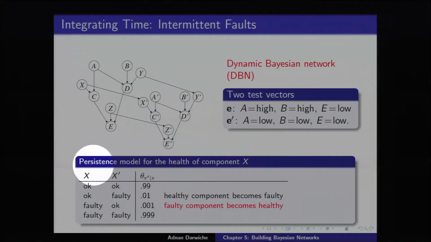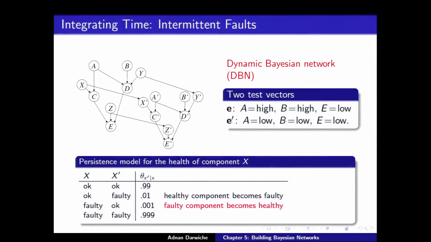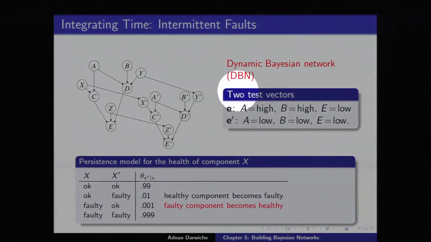So again, as I said, this is called the persistence model. And this is now allowing, for example, for the possibility of temporary faults or intermittent faults. Something just goes wrong for a little bit and then it's okay again. So you need more information for this. Now, the creature that we now have is actually pretty interesting because it's exemplary of a broader class of Bayesian networks known as dynamic Bayesian networks.